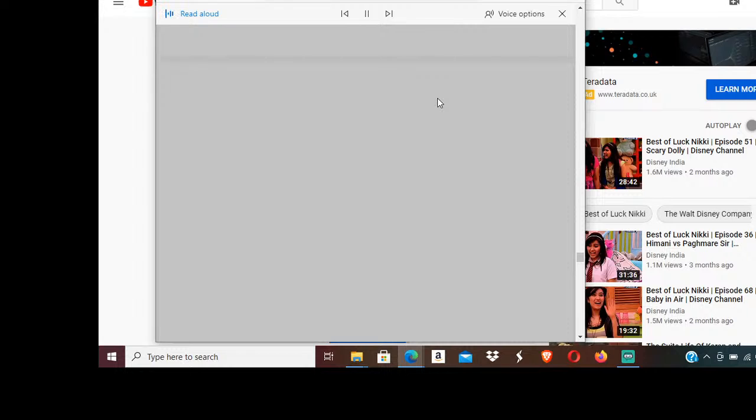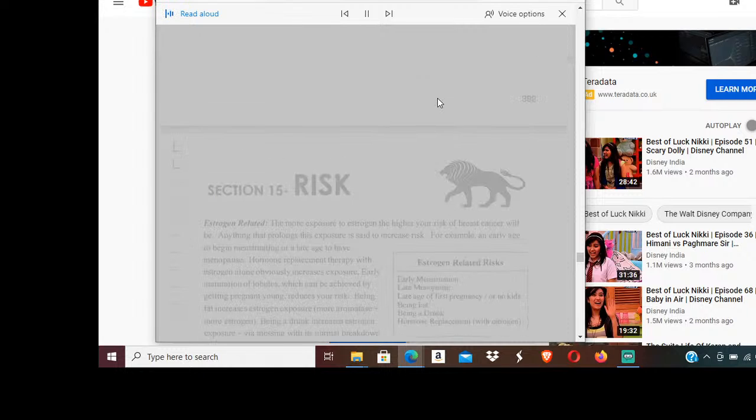392. Section 15, risk. Estrogen related: the more exposure to estrogen, the higher your risk of breast cancer will be. Anything that prolongs this exposure is said to increase risk. For example, an early age to begin menstruating or a late age to have menopause. Hormone replacement therapy with estrogen alone obviously increases exposure.